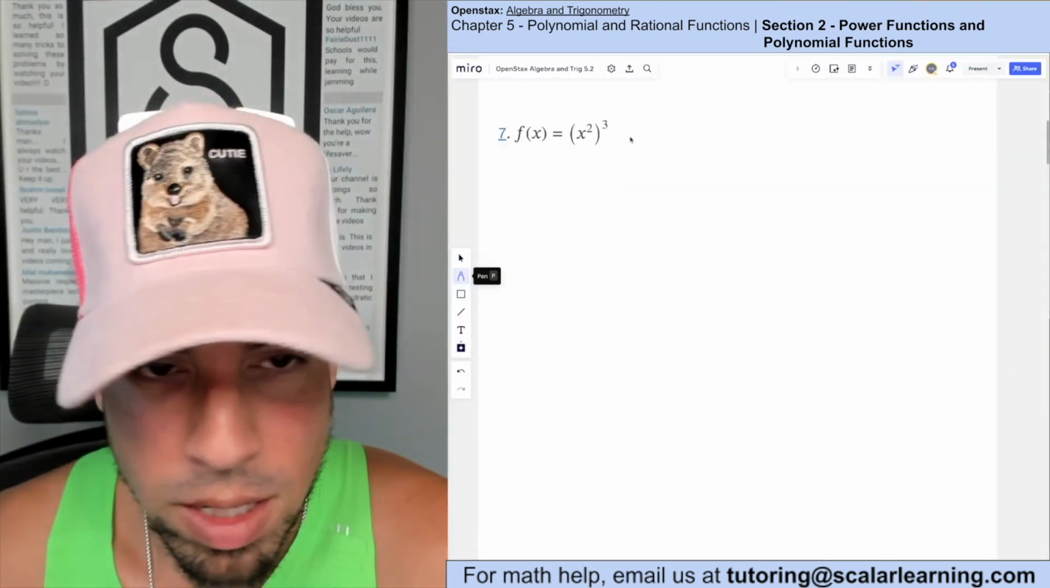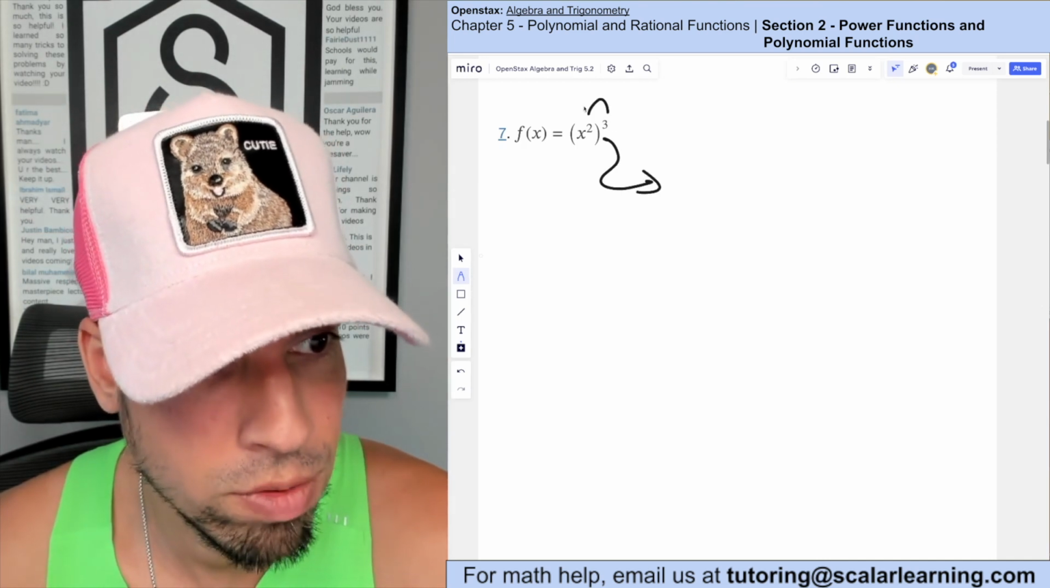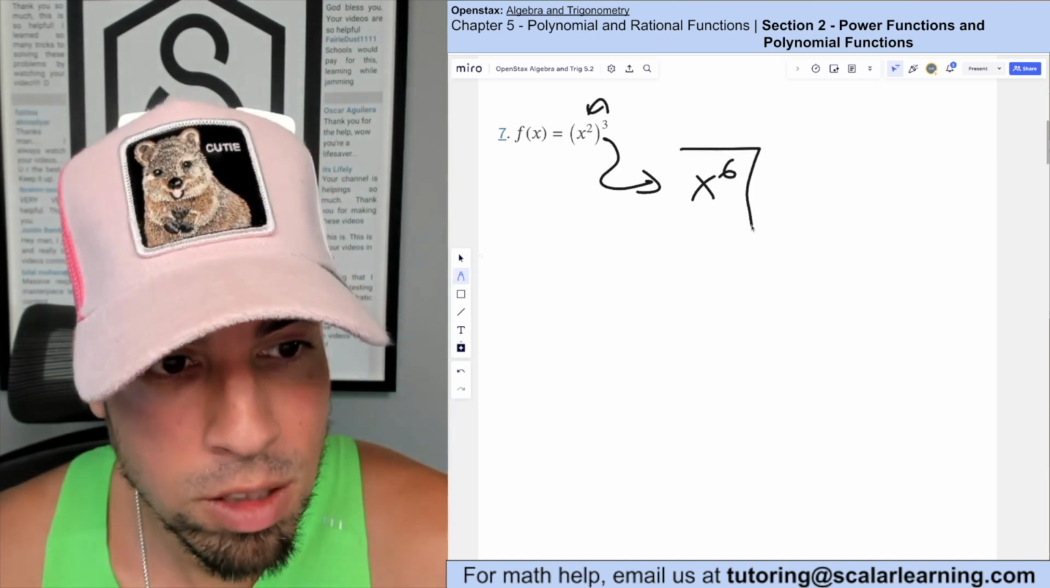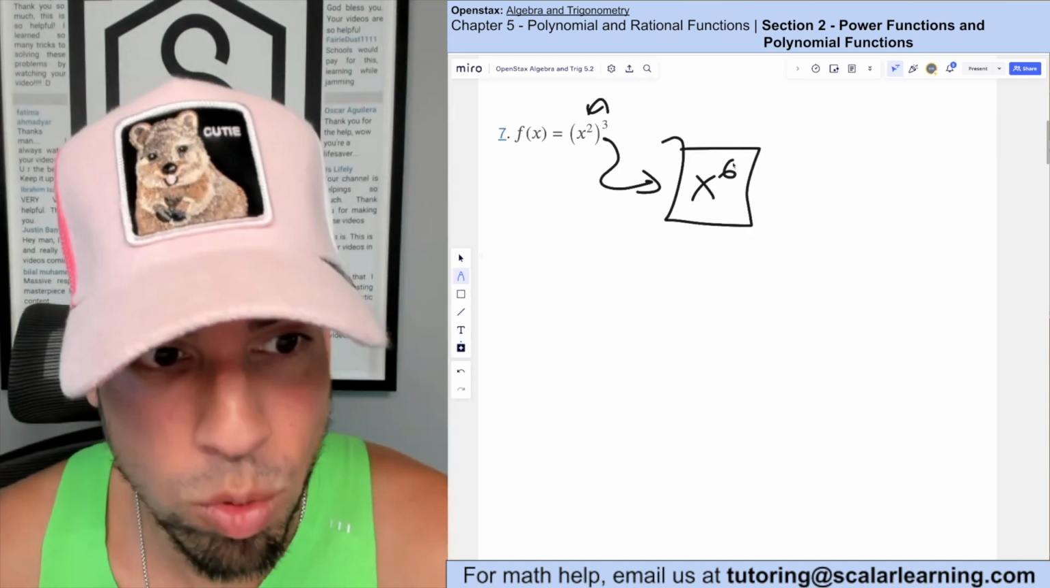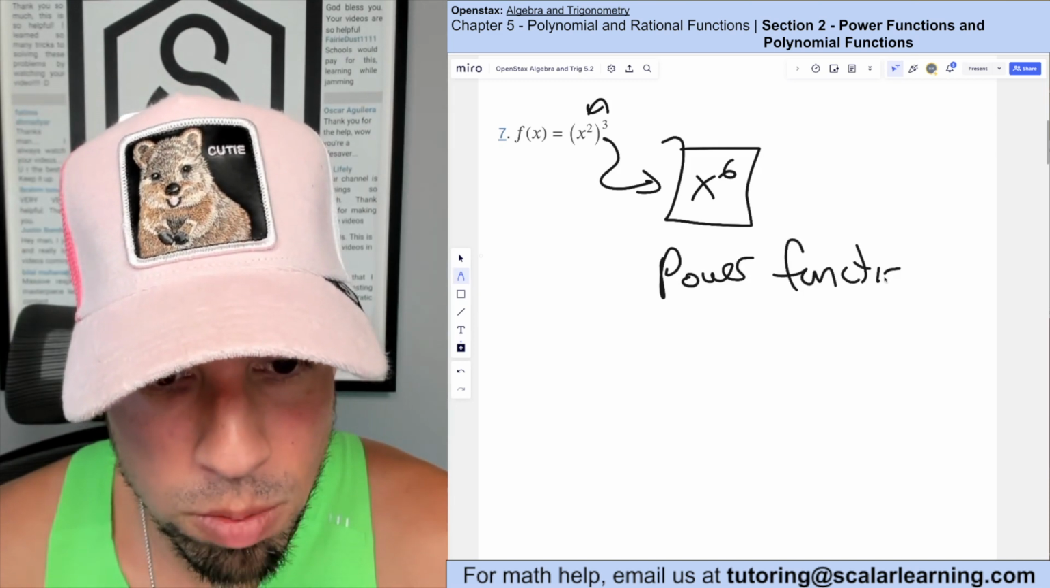Here we're meant to identify this as either a power function or a polynomial function, or neither, but let's simplify this first. That 3 multiplies it, and then we have x to the 6th. So this means we have a single term raised to a power, which makes it a power function, boom, done.